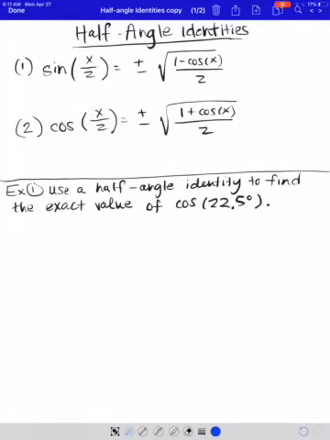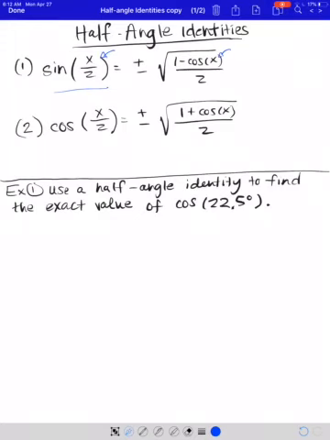Let's take a look at half-angle identities. We have two of them that we're going to work with today. The first is sine of x over 2, and that's why we call it a half-angle identity, because our input here is half of an angle. And sine of x over 2 is equal to plus or minus the square root of (1 minus cosine x) over 2. Notice on the right-hand side of the identity, our input is just the angle x, whereas on the left-hand side, we have half of that angle, x over 2.